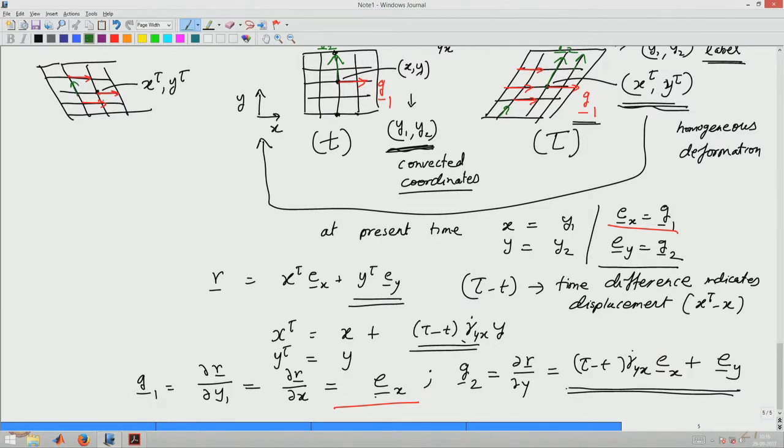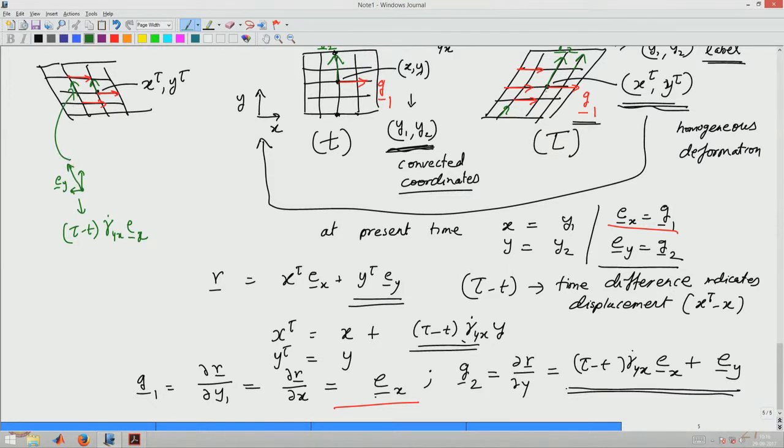And of course G2 will depend on the time tau, and in this case because tau minus t is going to be negative, we can resolve these two. For example, at any point here we can say that this is the Ey, and then this vector is tau minus t gamma dot yx Ex, and so therefore, the resultant vector is what is drawn here.